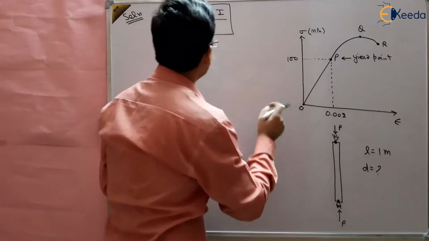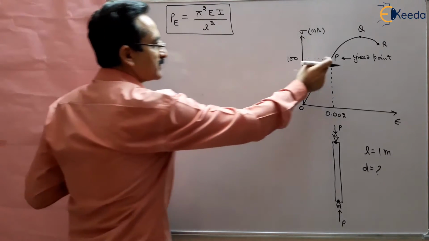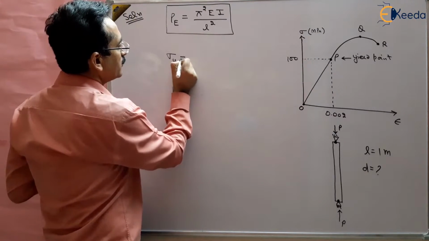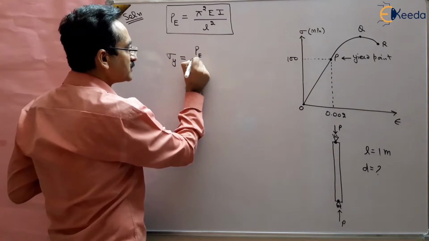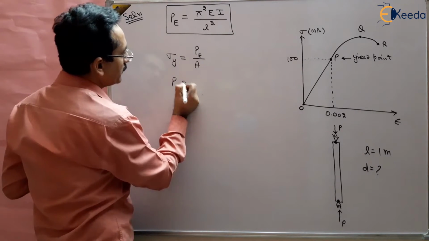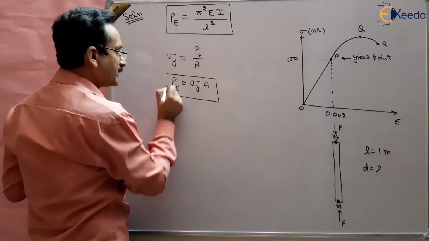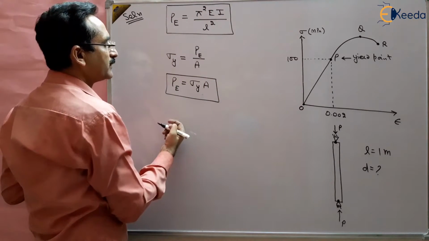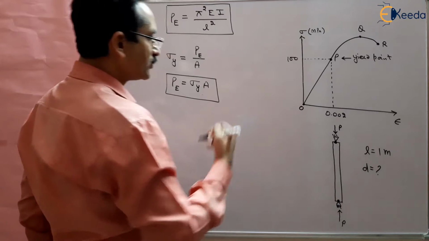So from here we can find out, this is load PE. What is stress up to this yield point, that is sigma Y, which is equal to load upon area, and the load is this safe load up to this point, Euler's load, upon area. So PE will be equal to sigma Y into A, right? And sigma Y is given to us. Area we have to find out from the diameter. And E, is E given? E is not given to us.